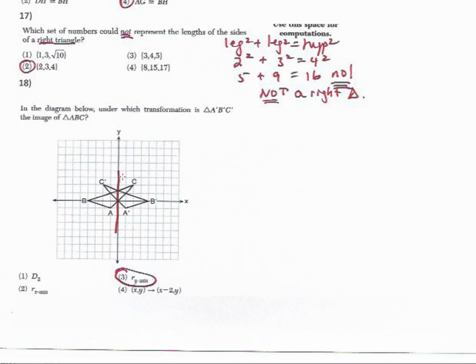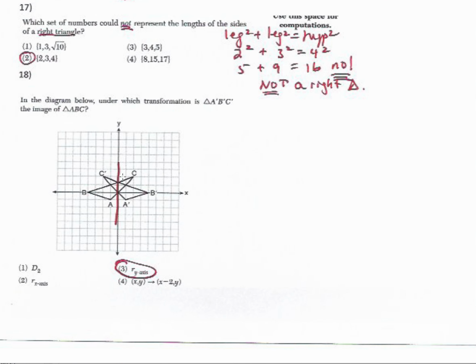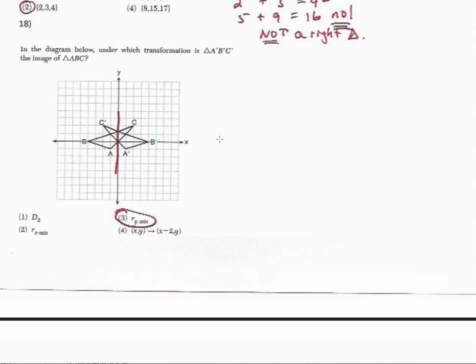Number 17, which set of numbers could not represent the lengths of the sides of a right triangle? 2, 3, and 4. All I have to do is test the Pythagorean theorem because it always works in a right triangle. Now, if you knew your Pythagorean triples, you would know right away that 3, 4, 5 and 8, 15, 17 are always right triangles. And then you could try the Pythagorean theorem on 1 and on 2. You would see it does not check on number 2. So therefore, choice 2 is not the lengths of the sides.